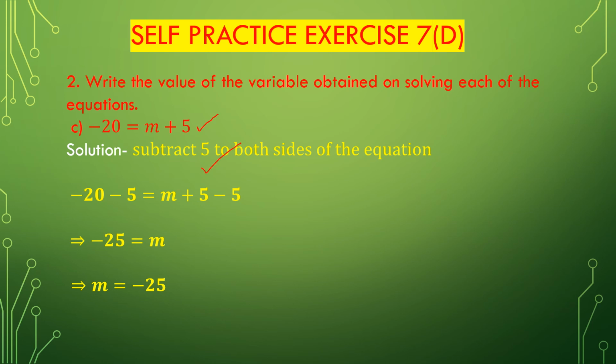So now the equation will be minus 20 minus 5 equal to m plus 5 minus 5. Minus 20 minus 5 will be minus 25 and m plus 5 minus 5, 5 and minus 5 will be cancelled. So it will be m. Now we get minus 25 equal to m, that is m equal to minus 25. So value of the variable m is minus 25.